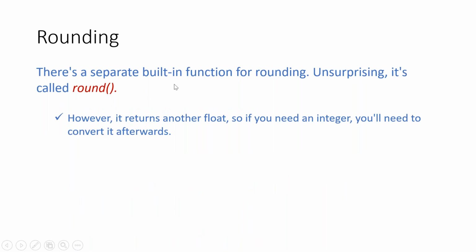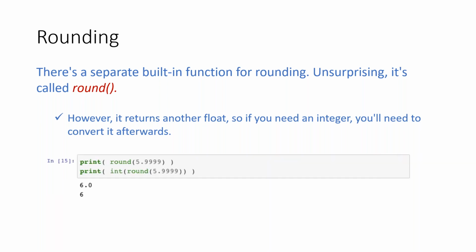But there is a separate built-in function for rounding, and it is just round and parentheses. It actually rounds off to the immediate closer integer. So 5.3 will be rounded off to 5. 5.99 will be rounded off to 6 and converted as integer. Whichever is useful, we have to use those functions.